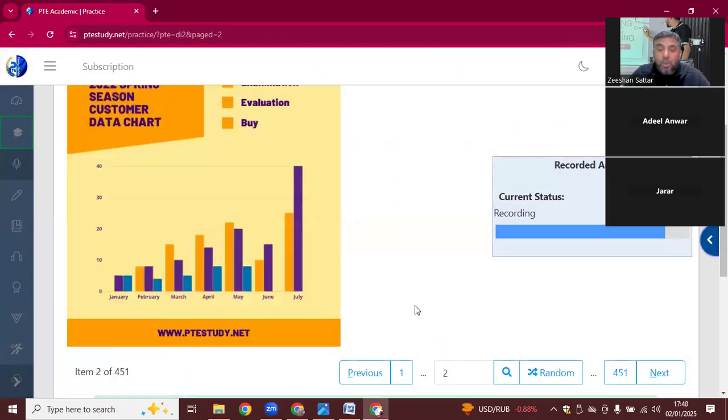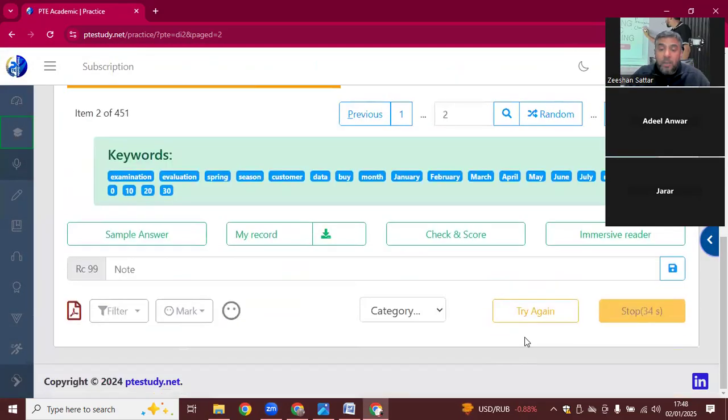The common error students make on describe images, they try to overspeed and they try to use the template like the picture is about, the picture is about, and the picture is about, and with over speeding they make the pronunciation of the words bad.